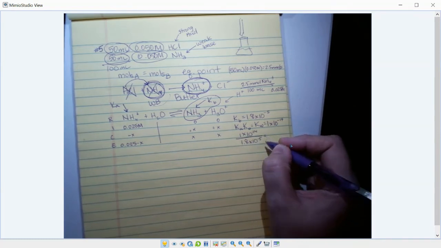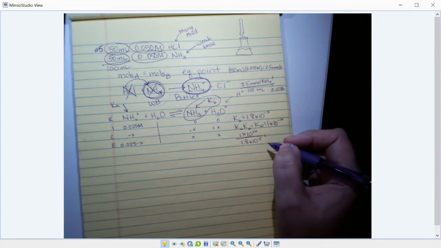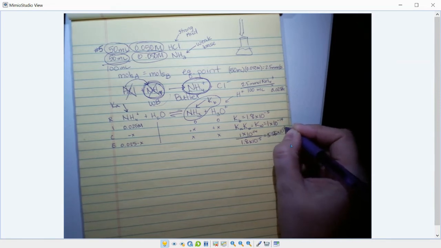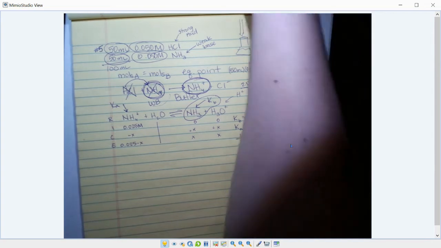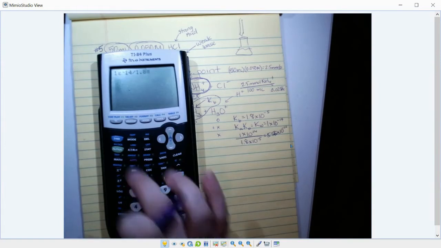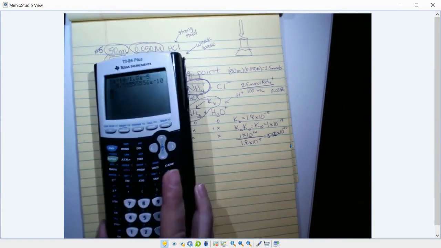And I calculated that the Ka here was 5 point... I didn't actually write it down. I think it's like 5.55 times 10 to the negative 10, but I'm not absolutely sure. Let me calculate it. Let's see. Negative 14 divided by 1.8, negative 5. Yeah, 5.56 times 10 to the negative 10.